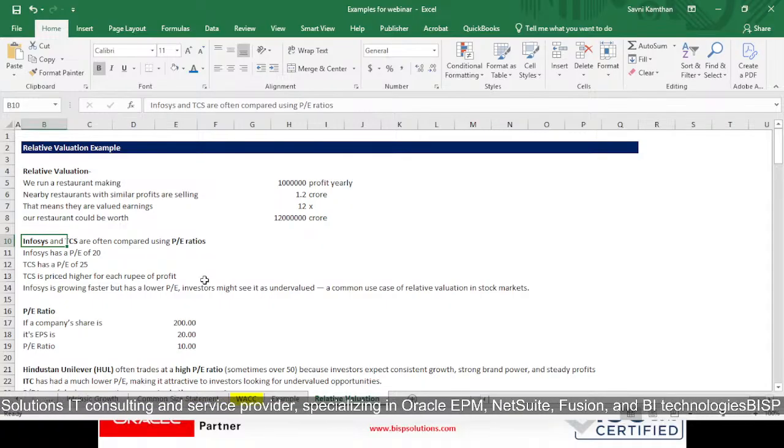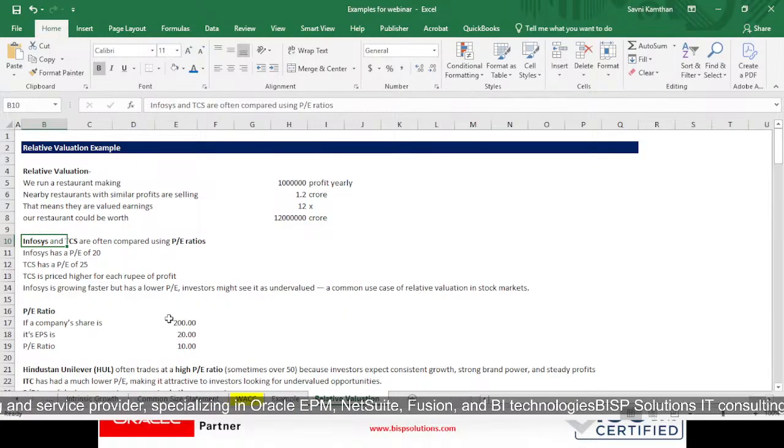Infosys and TCS are often compared using the PE ratio. If Infosys has a PE ratio of 20 and TCS has a PE of 25, it shows TCS is priced higher for each rupee of profit. If Infosys is growing faster but has a lower PE, investors might see it as undervalued, a common use case of relative valuation in stock markets. So relative valuation helps investors, analysts and business owners quickly gauge value by what others are worth, right?